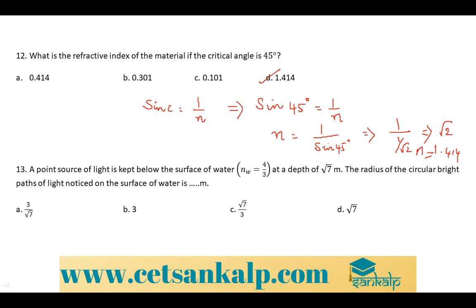I hope you are clear with this. The next one: a point source of light is kept below the surface of water at a depth of root 7 meter. The radius of the circular bright patch of light noticed on the surface of the water is dash meter. So I'll draw the diagram first.